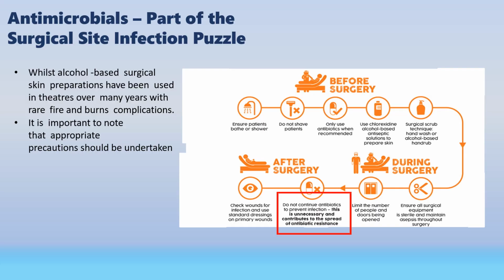Now, what are the parts of the surgical site infection puzzle? Before surgery, ensure the patient has a bath or shower. Do not shave the patients. Only use antibiotics when recommended. Use chlorhexidine alcohol-based antiseptic solution to prepare the skin. Have a surgical scrub technique. Ensure all the surgical equipment is sterile.